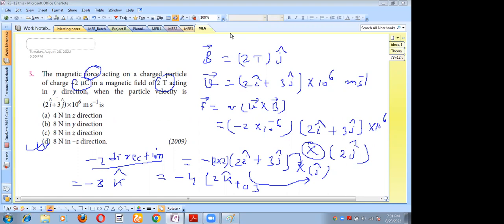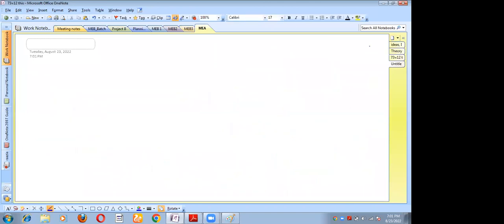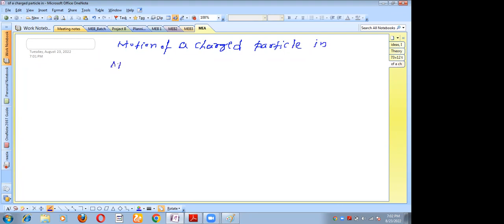Okay. So moving to the next concept, and we will do the questions again. So we will do the next concept. Now we will see motion of a charged particle in a magnetic field.